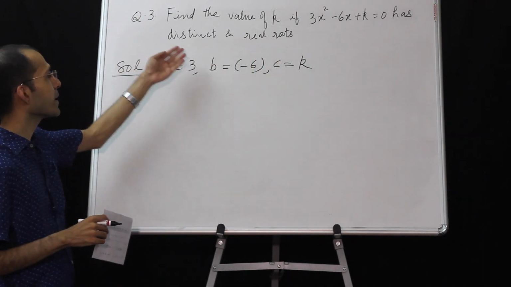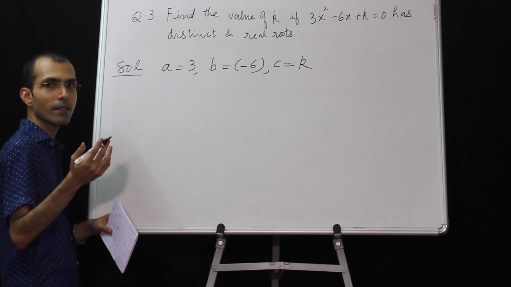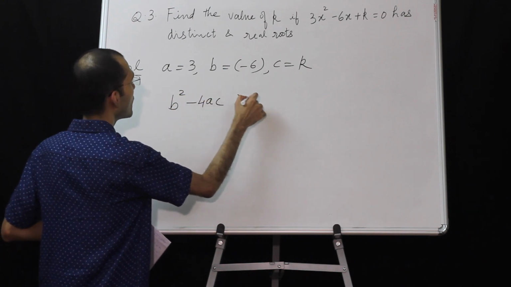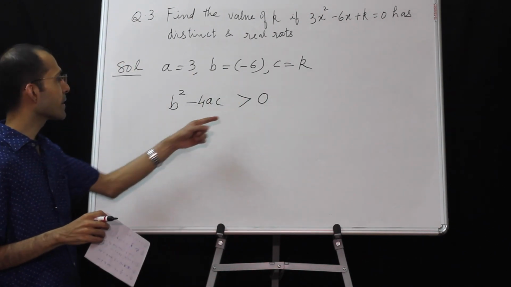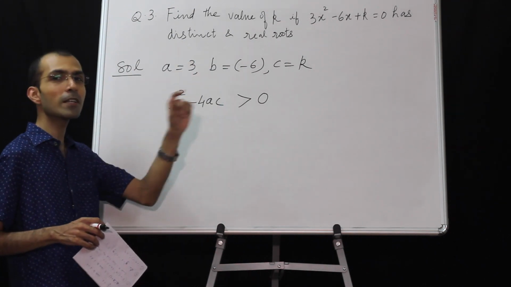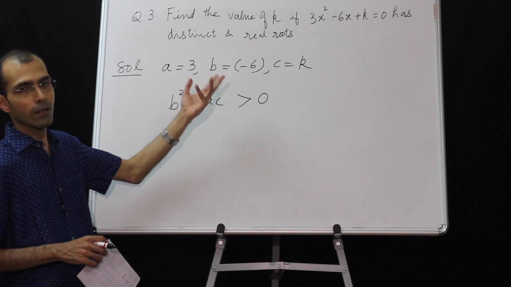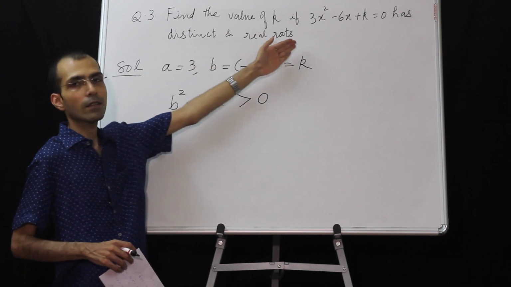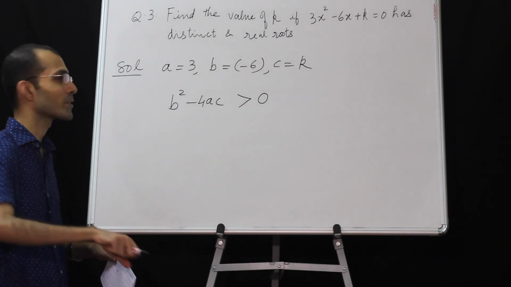Note that the nature of the roots is already given to you. So what can we say now? It is distinct and real. So can't we say that b square minus 4ac will be greater than 0? Will it be greater than or equal to? No. Because when will it be equal to 0? When the roots are equal. But here the roots are not given to be equal. The roots are in fact distinct and real. So then b square minus 4ac greater than 0 is our conclusion.